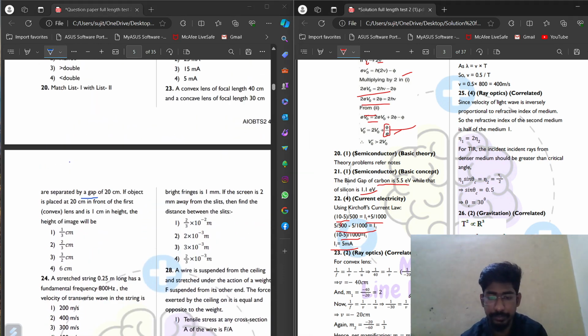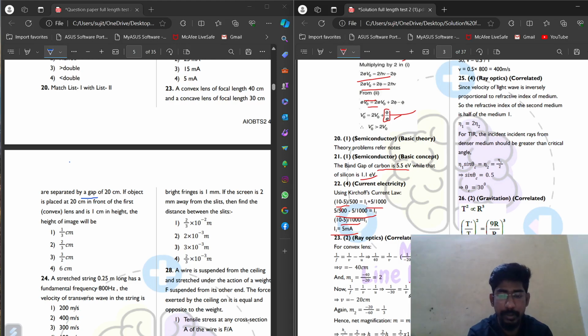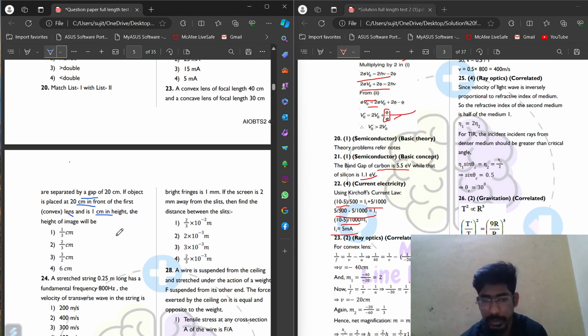First of all, the object is placed 20 centimeter in front of the first lens, and the height of 1 centimeter is given. H is given, u is given, and we need the height of the image. There are two lenses kept at a certain distance. One is convex, another is concave. The first lens is the convex lens.